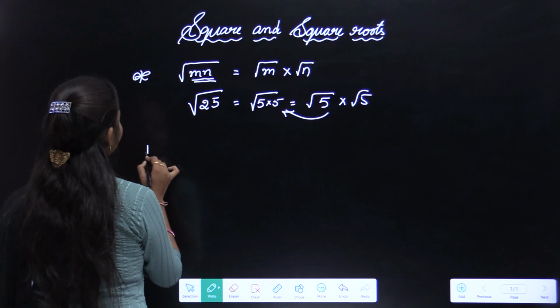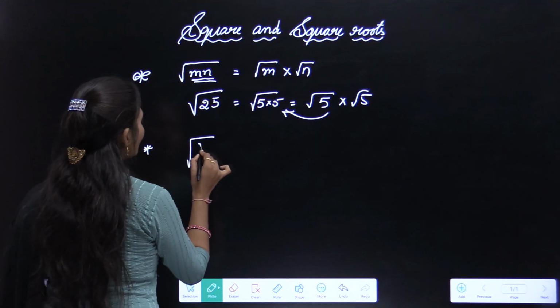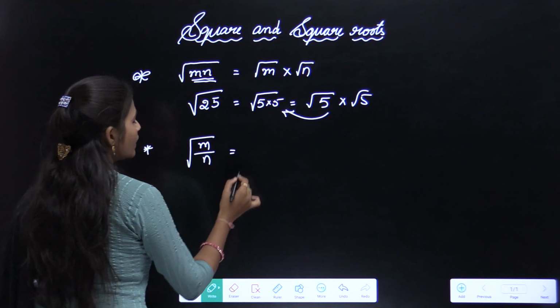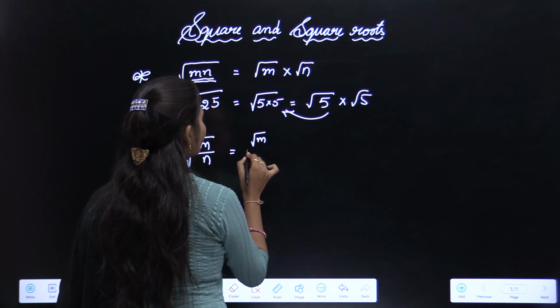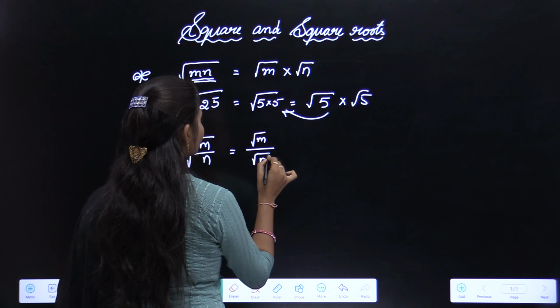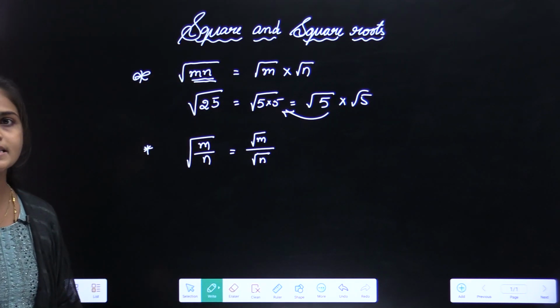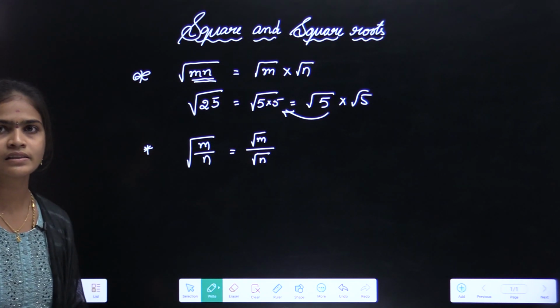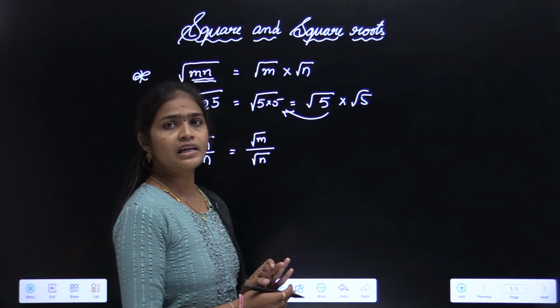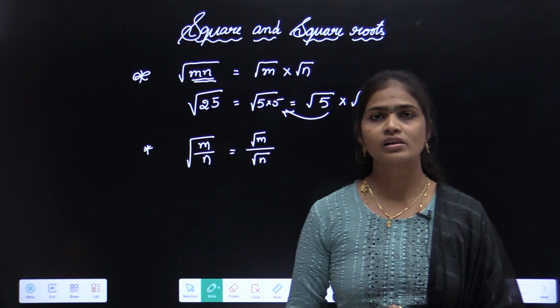And another one, square root of m by n. We can write this as square root of m by square root of n. Okay, like this also we can write it. So these all are the properties that we discussed up to now.